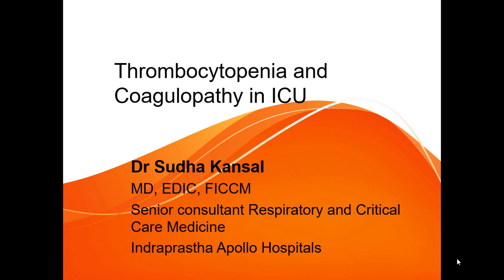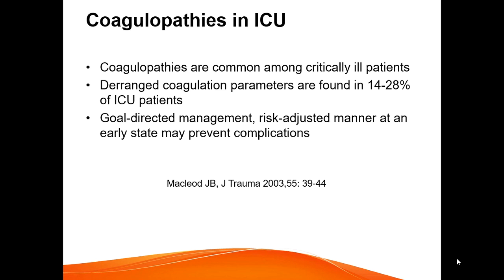So I'm going to talk on thrombocytopenia and coagulopathy in ICU, quite a common disorder which we all see day in and day out. Coagulopathies are common among critically ill patients, and deranged coagulation parameters are seen in 14 to 28% of the patients, and thrombocytopenia is seen in almost 50% of the patients during their stay in the ICU. It is very important that you plan a goal-directed management in a risk-adjusted manner at an early stage to prevent complications.